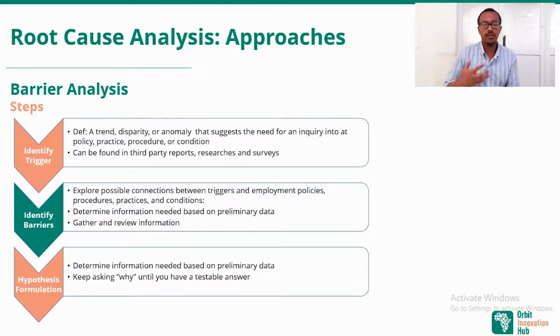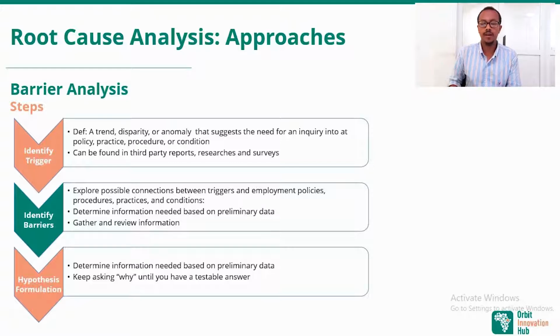The steps to identify them are, first, to identify the trigger factor. The trigger factor is defined as a trend, a disparity, or an abnormality that suggests there's a need or an inquiry into a specific policy. It can come from third-party reports, research, and surveys. For example, we might look at a specific area in which a lot of people are not benefiting from an intervention or are not using a specific intervention.